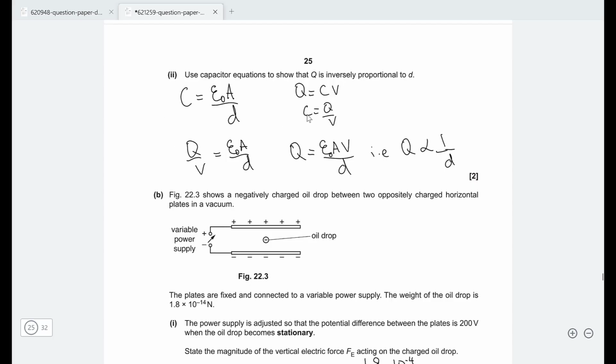Rearranging for C, we know that C is equal to Q over V, i.e. if we were to plug this in to here, we're going to get that Q over V is equal to ε0A over D. In other words, Q is equal to ε0AV over D. So given that those two quantities remain constant, Q will be inversely proportional to 1 over D.